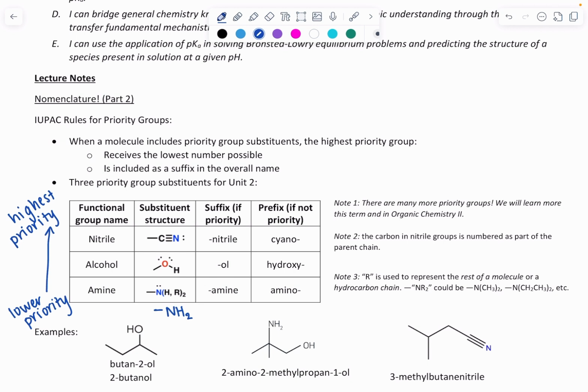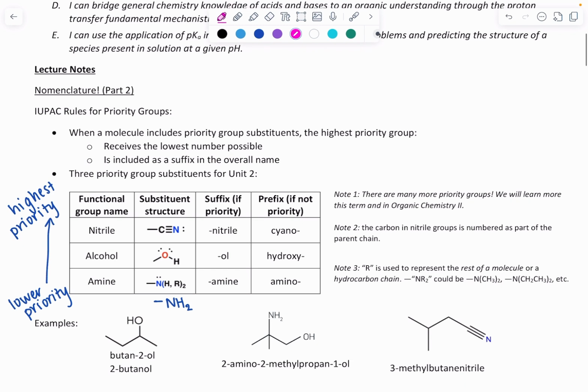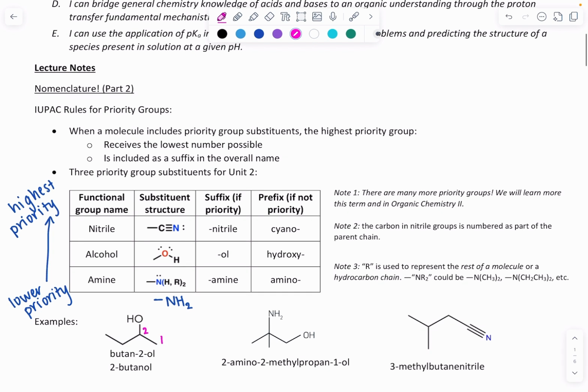This first molecule, now I know the name is there, but let's still think about the carbon chain and where the substituents are. So we have a 4-carbon chain. We need the substituent to have the lowest number carbon, so we'll start on the right side, just like we would for any substituent. So this is a butane chain with an alcohol on carbon 2. So we put that together.